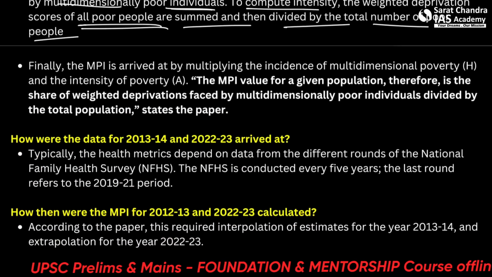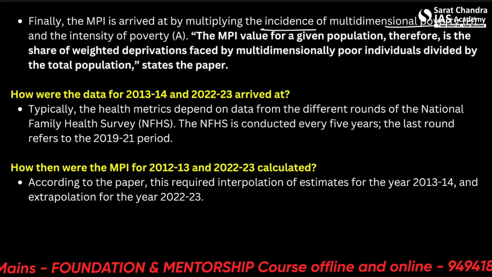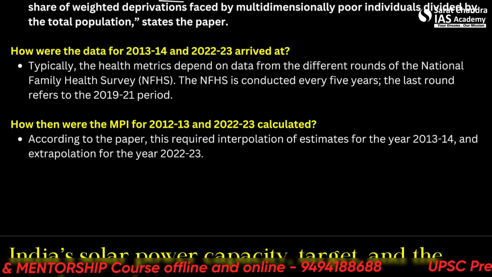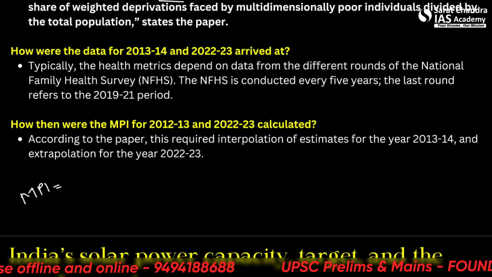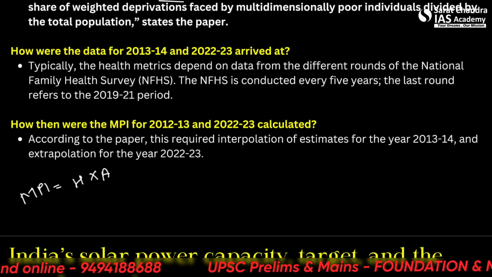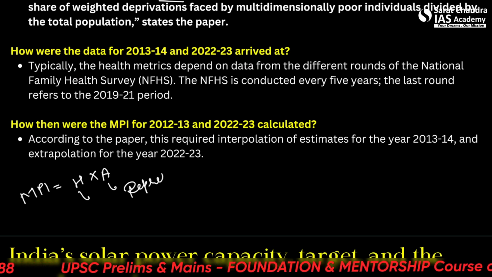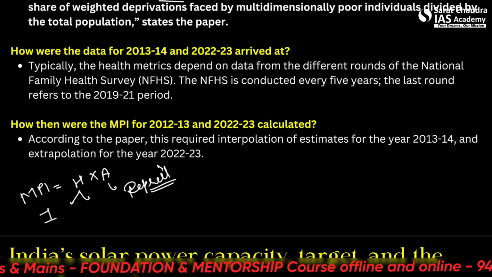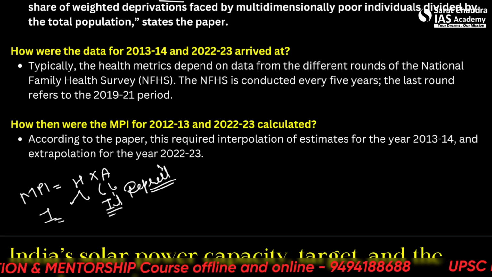And finally, the MPI is arrived at by multiplying the incidence of multidimensionally poor, that is H, and the intensity of poverty, A. So a question can come, let's say, that if MPI is denoted by H into A, then what do H and A represent? So you must know that H represents incidence, A represents the intensity.